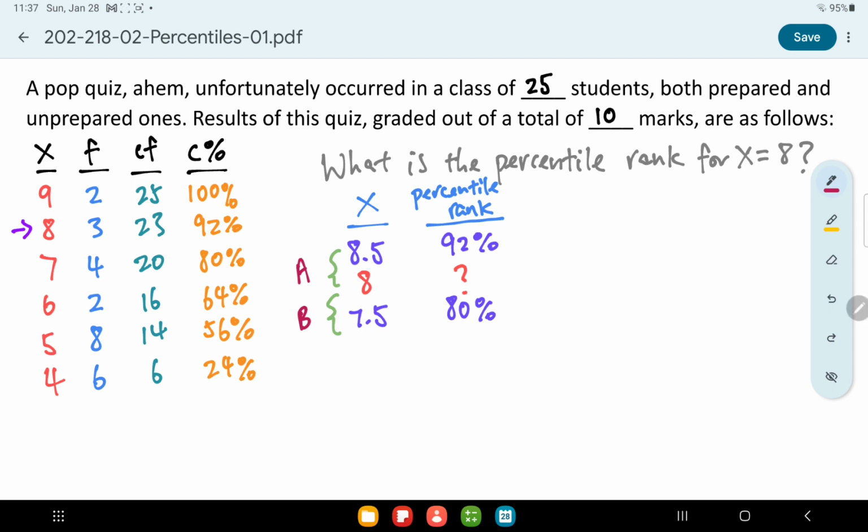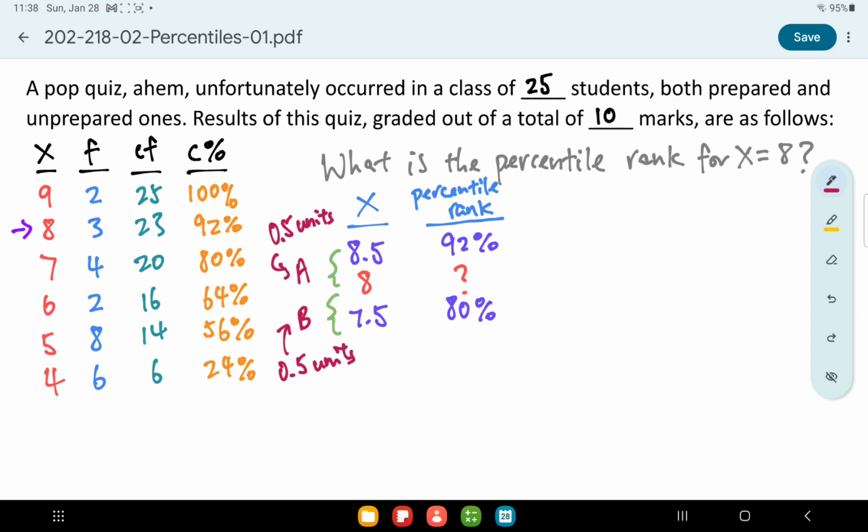A indicates a distance of 0.5 units. And same for B, actually. Same for B in this situation. Also 0.5 units. That is to say, 8 is equidistant from 8.5 as well as from 7.5.